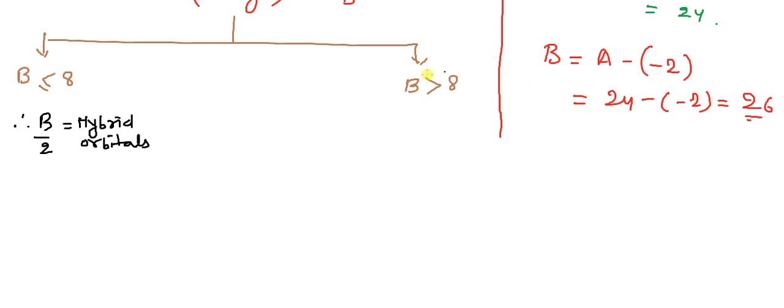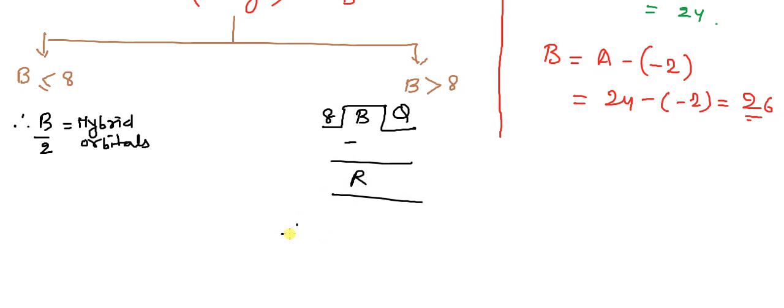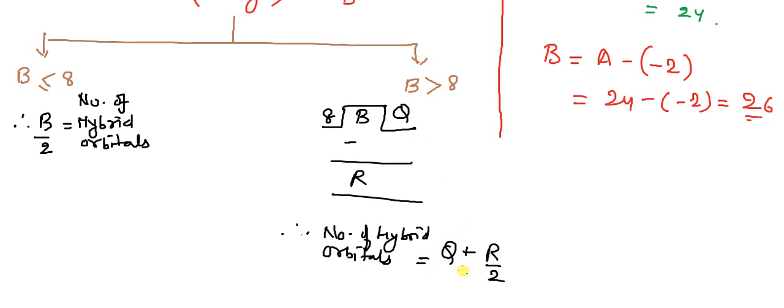But here it's a little bit complicated. What you have to do is divide B by 8, and you will get some quotient here, and after doing all the division part, you'll reach the end point, that will be the remainder. But how are you going to find out the number of hybrid orbitals? Here the number of hybrid orbitals is calculated by quotient plus remainder by 2. You are going to divide remainder by 2 first, and then add it to quotient. That will be the number of hybrid orbitals.